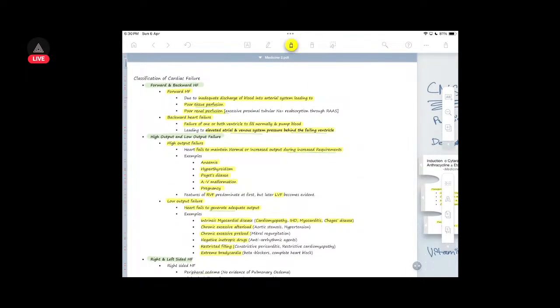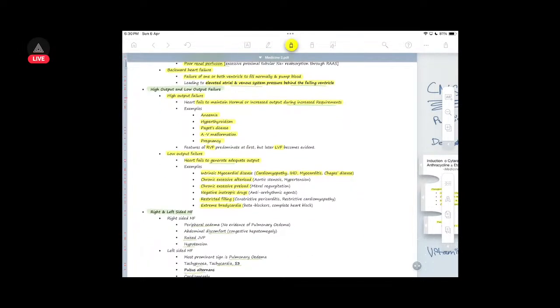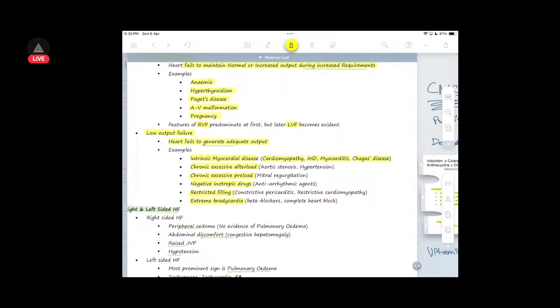Forward heart failure is inadequate discharge into the arterial system, poor tissue perfusion and renal perfusion. Backward is when ventricles do not fill normally and pump blood. Elevated arterial and venous system pressure behind the failing ventricle is seen. Low output is when the heart fails to generate adequate output. It may be because of cardiomyopathy, ischemic heart disease, myocarditis, Chagas disease. Chronic excessive afterload like aortic stenosis and hypertension can lead to low output failure. Chronic excessive preload like mitral regurgitation, negative inotropic drugs like antiarrhythmic drugs, restricted filling like constrictive pericarditis and restrictive cardiomyopathy, extreme bradycardia like beta blocker and complete heart block.